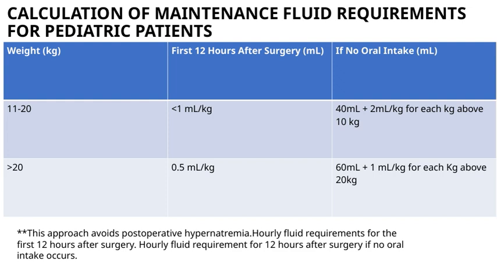However, if there's no oral intake, the calculation involves starting with 40 milliliters plus 2 milliliters for each kilogram above 10 kilograms. For children over 20 kilograms, the recommended intake drops to about 0.5 milliliters per kilogram if they are able to drink. But if they are not, the formula is 60 milliliters plus 1 milliliter for every kilogram above 20. The key point here is that this method helps us avoid postoperative hypernatremia, which can be a real concern if fluids aren't properly managed.